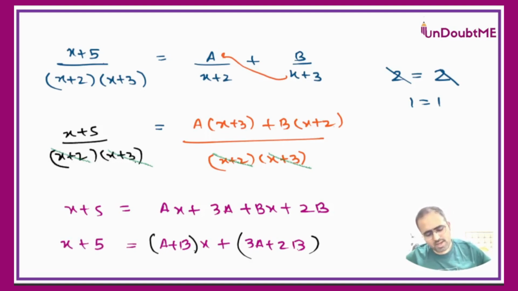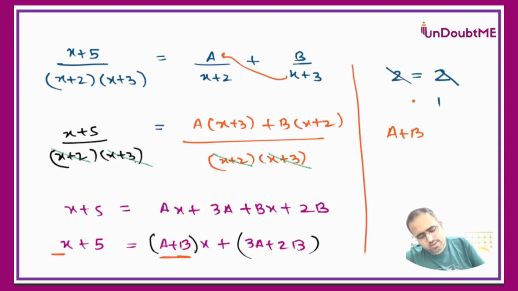What do I mean by that? Look at the coefficient of x on right and the coefficient of x on left. What is the coefficient on left? Can anyone tell me? 1. When nothing is given, then we consider it as 1. So I will get my first equation, a plus b is equal to 1. And my other equation will be 3a plus 2b.